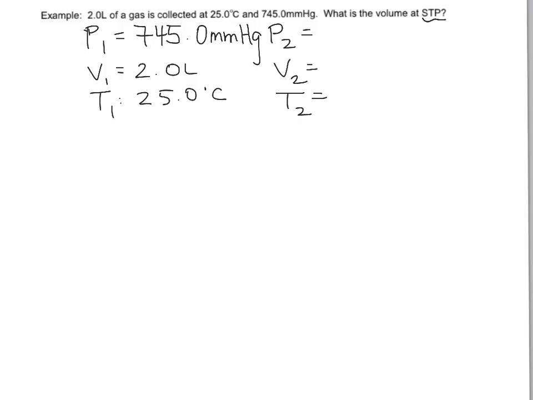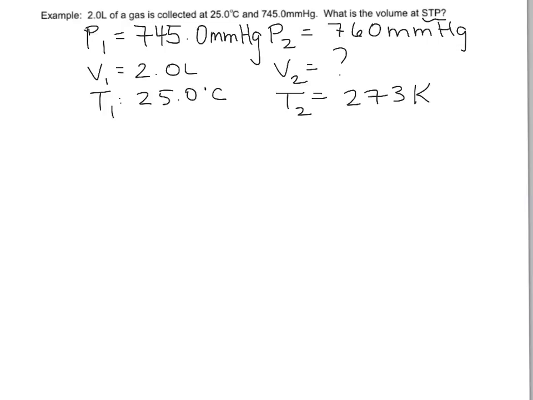Okay, before I deal with any unit issues, let's look at our final values that we have here. So I need STP. Because my initial pressure is measured in millimeters of mercury, my final pressure, my P2, must also be in millimeters of mercury. So that's 760 millimeters of mercury. And my standard temperature here, remember it's in degrees Kelvin, it's 273 degrees Kelvin. So I'm trying to figure out this V2 value here.